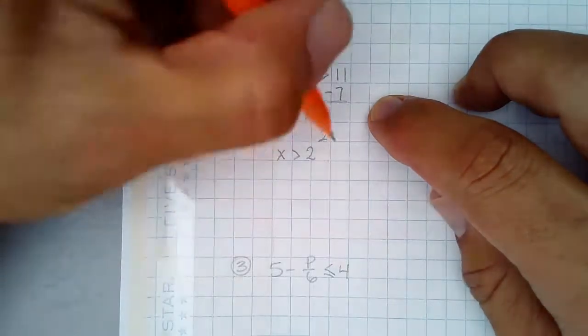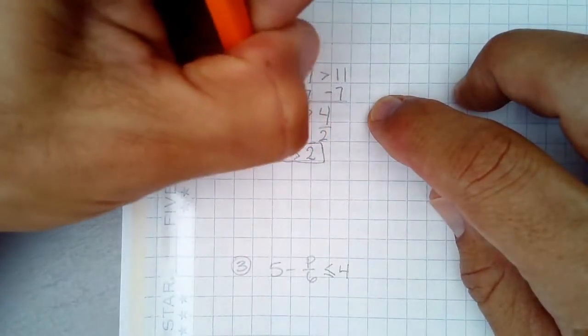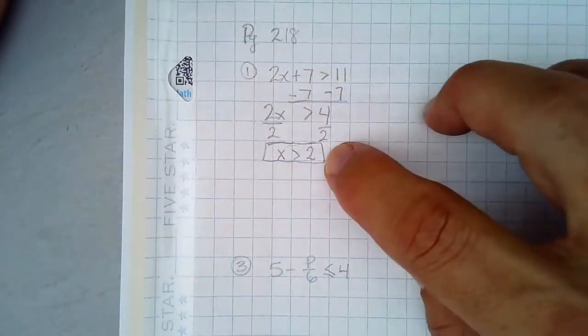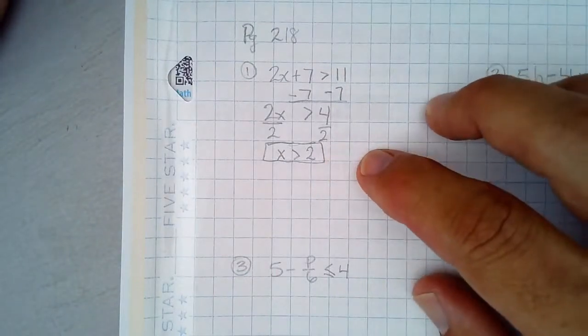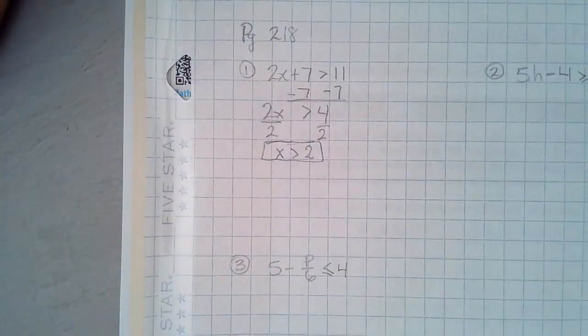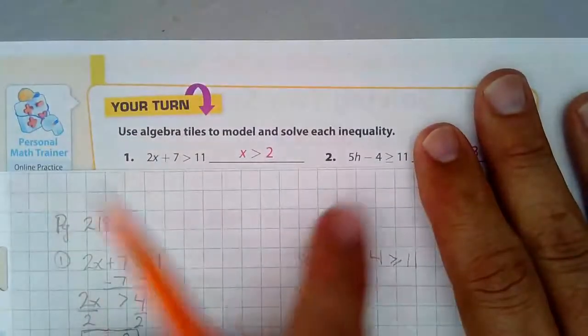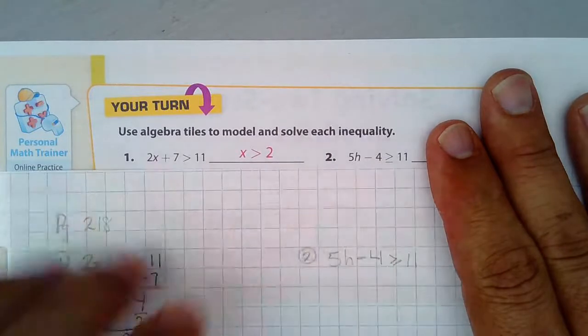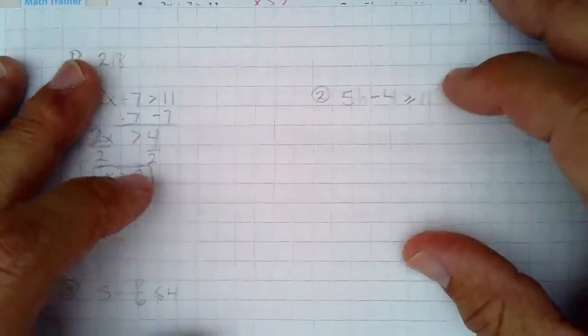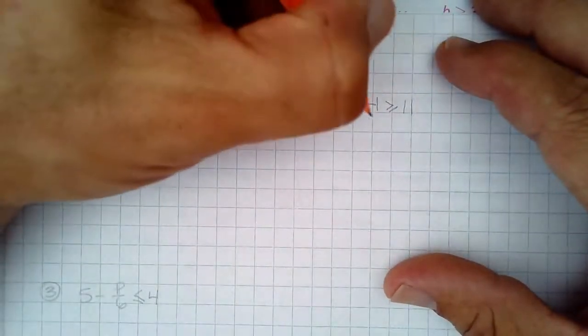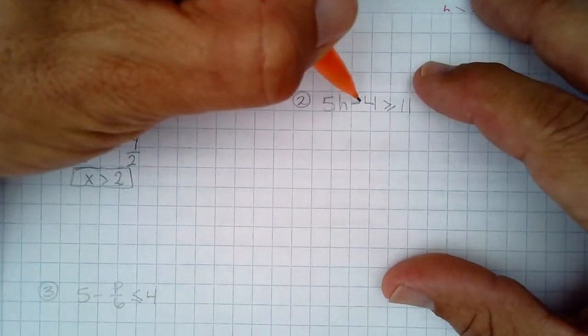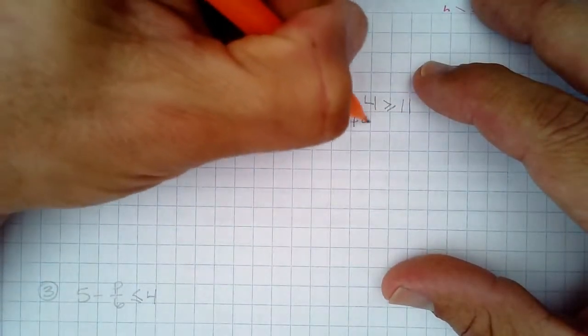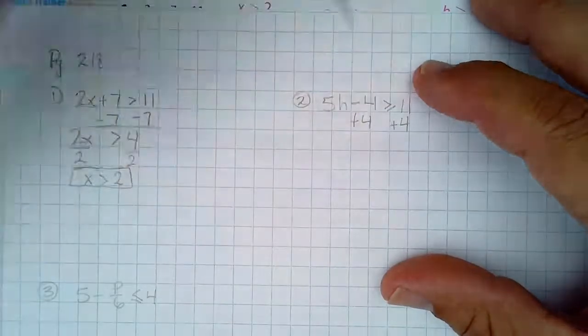There you go. And it has to be the entire thing right there. You can't just say x is 2. X has to be greater than 2. And we have the other one here. We have 4h minus 4 is greater than or equal to 11. And this is it here. So I would get rid of the subtracting 4 by adding 4. Inverse operations.